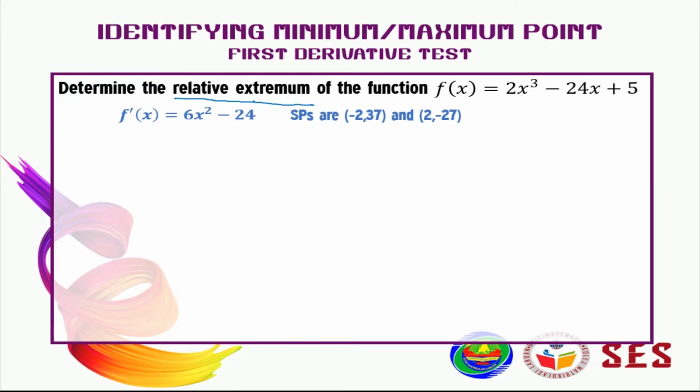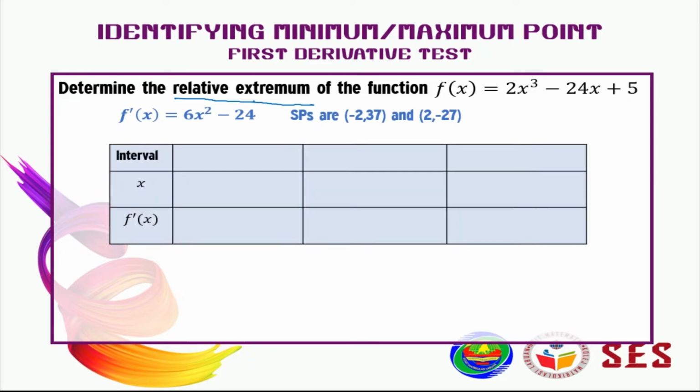Okay, so the next thing, you need to have a table. Your table will consist of these attributes: interval, x, and f prime of x. So you have -2 and 2 as your x coordinates. You are going to put these values up here and also here. Your first interval is going to be from -infinity to -2, then from -2 to 2, and lastly from 2 to positive infinity.